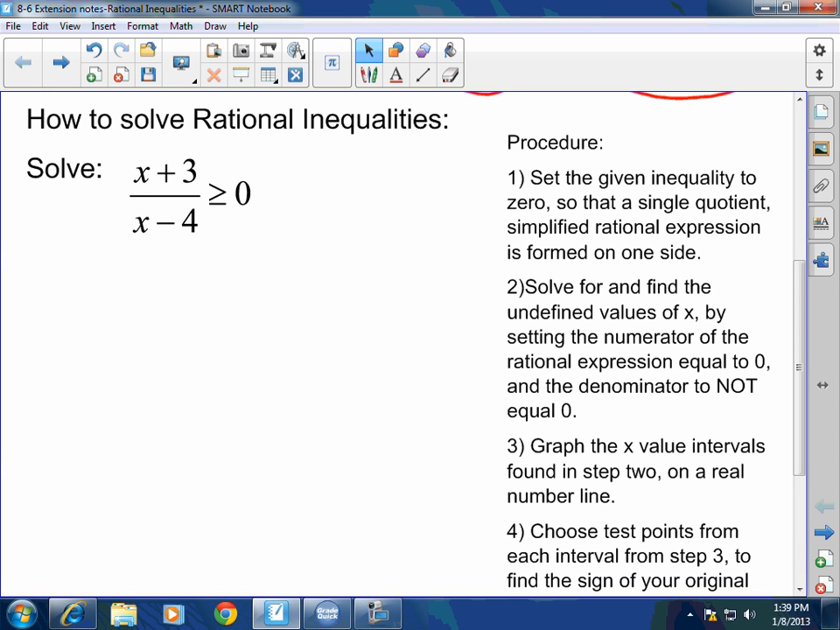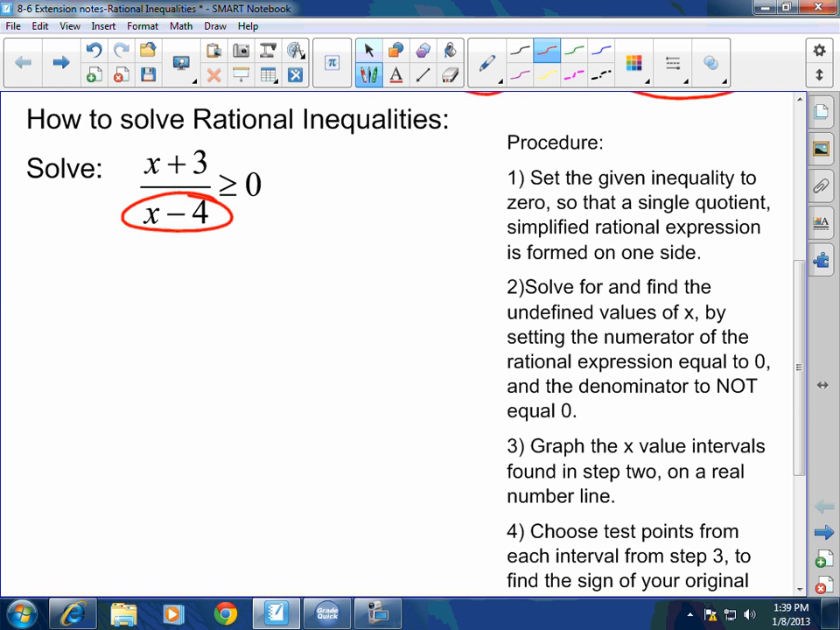Now, step two, solve for and find the undefined values of x by setting the numerator of the rational expression equal to zero and the denominator to not equal zero. Okay. Let me explain what happens here. In this particular case, we already know how to find values that are excluded, correct? So what do we know x cannot equal? Okay, we know that from right down here, x cannot equal 4. So we know that x cannot equal 4, okay?